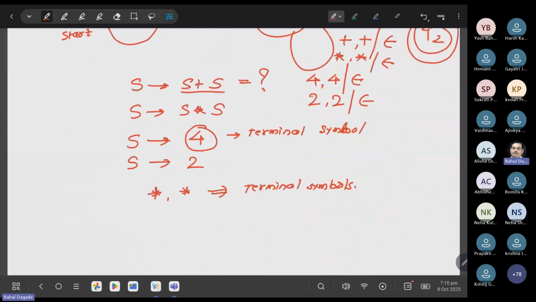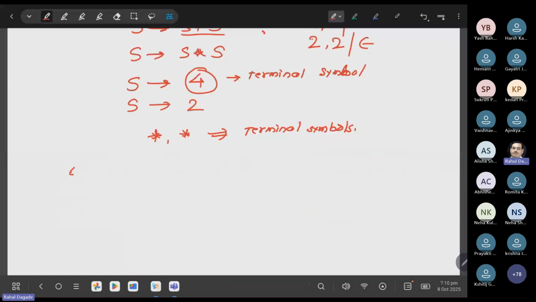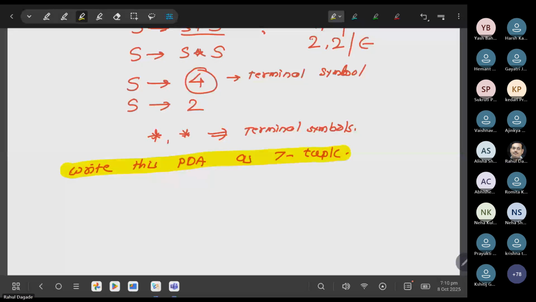Now you can write this PDA as a 7-tuple. So how will it be written? It is written as a 7-tuple: Q, sigma, tau, delta, Q0, Z0, and F.